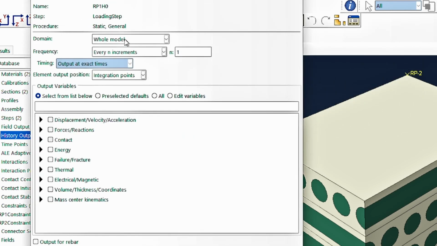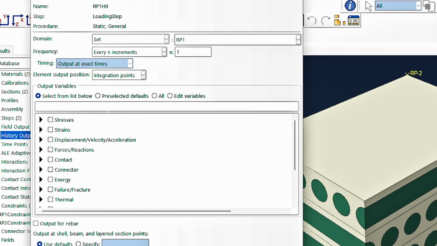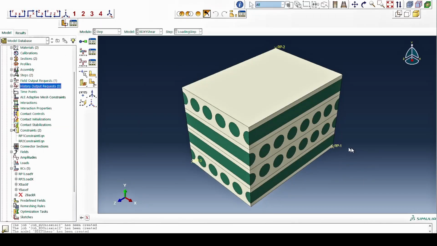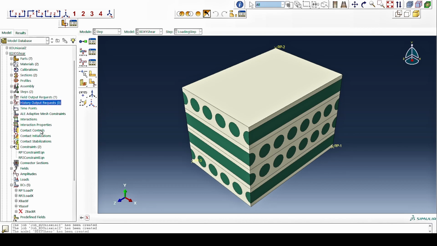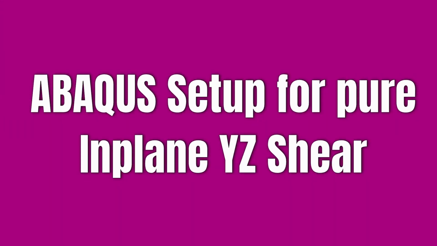So with reference point 1, again, the set will be right. So we're looking at reference point 1, and we are moving it in the y-axis, which will be RF2 and U2. So that's the loading we have. So basically we are extracting the history output of reference point 1 as it deforms in y direction and reference point 2 as it deformed in the x direction. And so everything about the shear case is set up correctly, and we are ready to then submit the job and run and get our result.